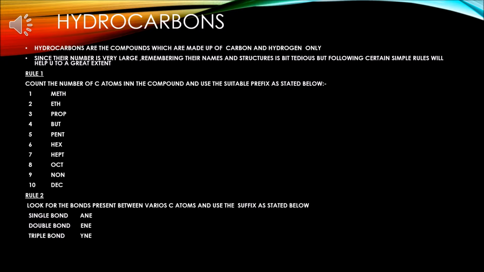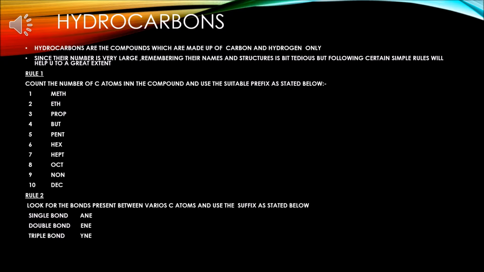First of all, the rule is to find the prefix which will be attached. That depends upon the number of carbon atoms present in a given hydrocarbon. As mentioned in the table, we have prefixes for carbon atoms numbering from 1 to 10. Like if any hydrocarbon contains one carbon atom, we'll be using meth. For 2 carbon atoms, we'll be using eth. And similarly, prop for 3 carbon atoms, but for 4, pent for 5, hex for 6, hept for 7, followed by oct, non and dec for 8, 9 and 10 carbon atoms.